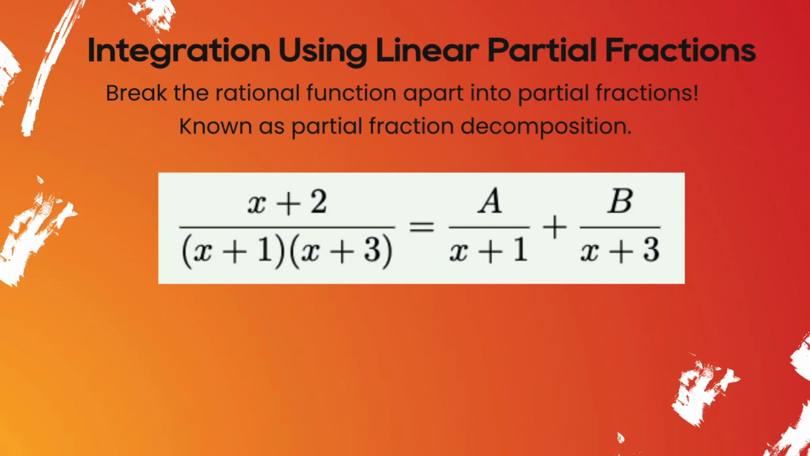For example, this expression x plus 2 divided by x plus 1 times x plus 3. This can be decomposed to a over x plus 1 plus b over x plus 3. And now, if you multiply both sides by x plus 1 times x plus 3, then you can solve for a and b. Now this is best learned through an example, so let's see one immediately.